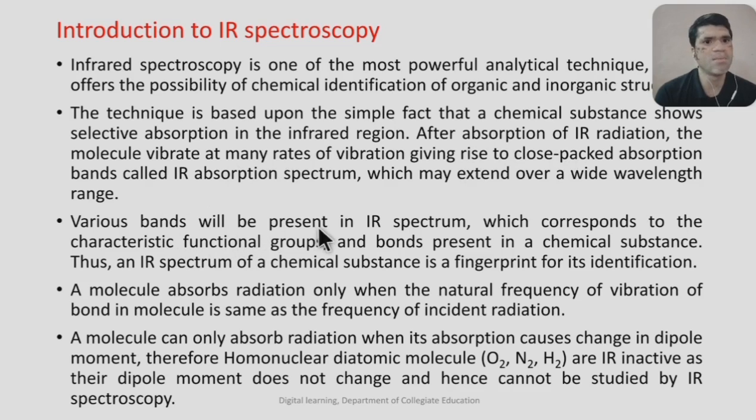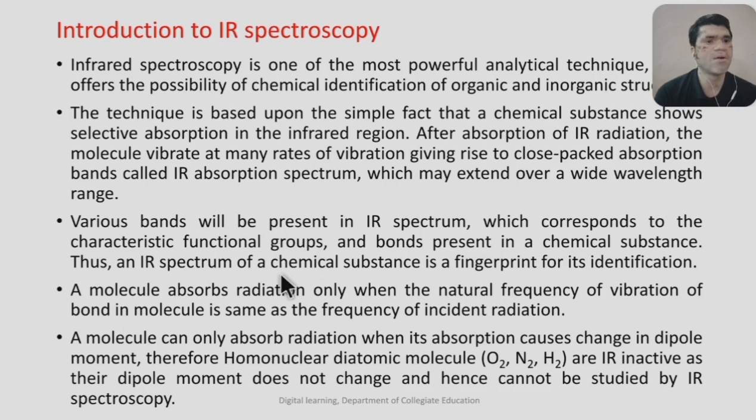Various bands will be present in the IR spectrum which correspond to the characteristic functional groups and bonds present in the chemical substance. Thus, an IR spectrum of a chemical substance is a fingerprint for its identification. The molecule absorbs radiation only when the natural frequency of vibration of a bond in the molecule is the same as the frequency of incident radiation. That means the natural frequency of vibration of the bond should match the frequency of radiation we are incident on the sample.